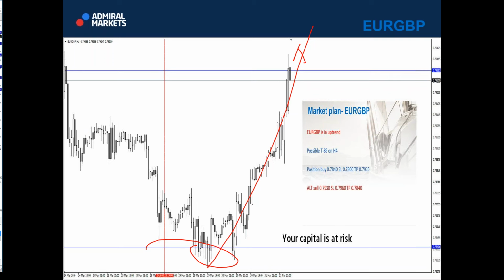I like how Euro GBP behaved. Very concise, very clear price action, and as you can see, it was very bullish. And I said possible T89 on H4. So if you traded just from T89, you could also make profits. But if you waited for 78.40, you could also make huge profits on POC rejection.